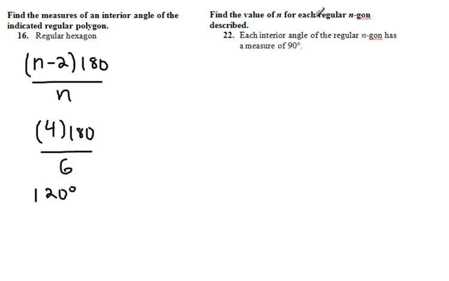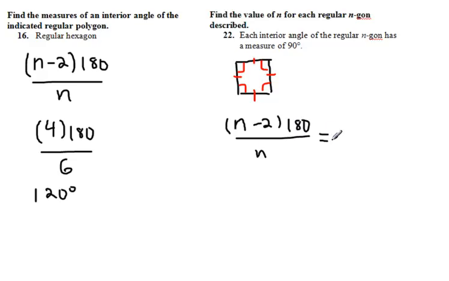Finally, the most complicated one in this deal. Find the value of n for each regular n-gon described. Each interior angle of the regular n-gon has a measure of 90 degrees. Now you might be able to imagine this. You're saying, what's that figure where every angle inside is 90? It's regular. That means all the sides are the same. I think we all know what this is. But how would you use the formula? Because not every question says 90. They might have a different number right there. It would be like this: n minus 2 times 180 over n is equal to, whatever this happens to say, this time 90 degrees.